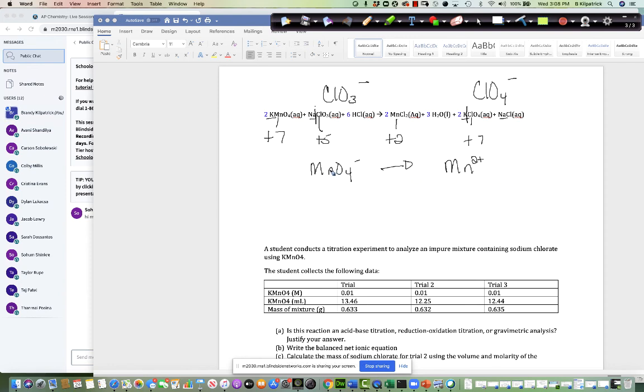Now I'm going to balance it. Mn is fine. Go and add my waters. Go and add my hydrogens. All right, now add electrons to the more positive side. We need both sides to be a +2. We've got a +2 here, +8, plus a -1, so that's a +7. I'm going to add 5 electrons. Now let's go to the next part.